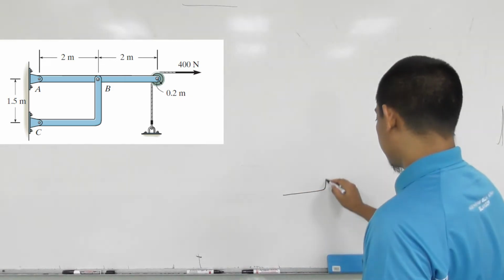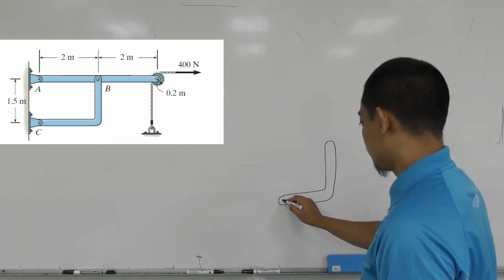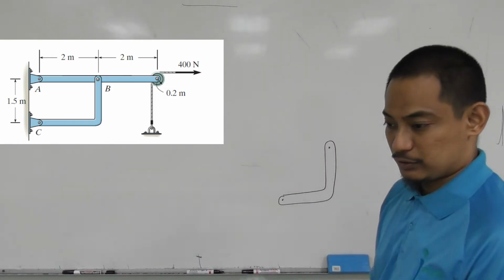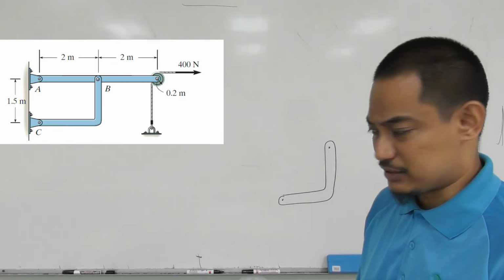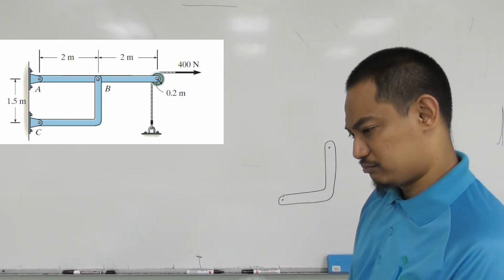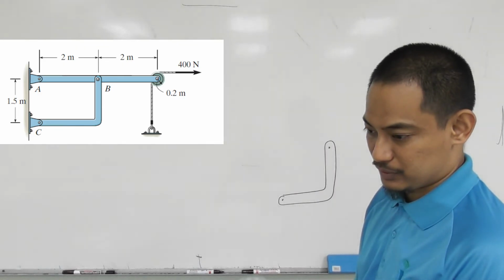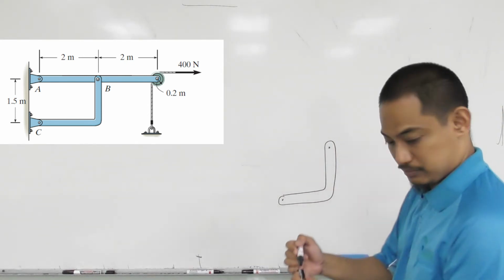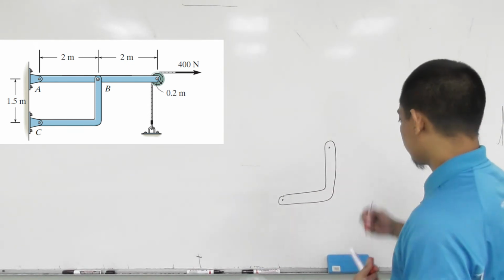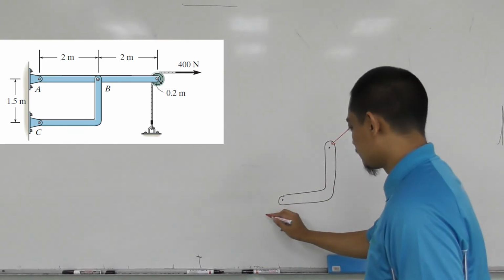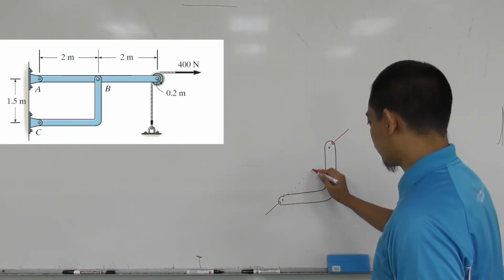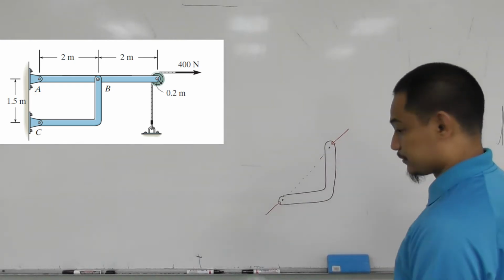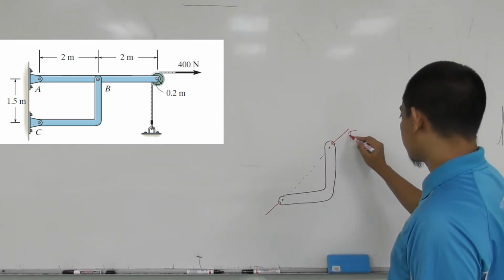So this member is a two force member. Do you want to assume it is under tension or compression? It can be either way, right? So if you want to assume under compression, it will be something like this. Right? Why? Because it must be along this line. Correct? So let's say FBC.